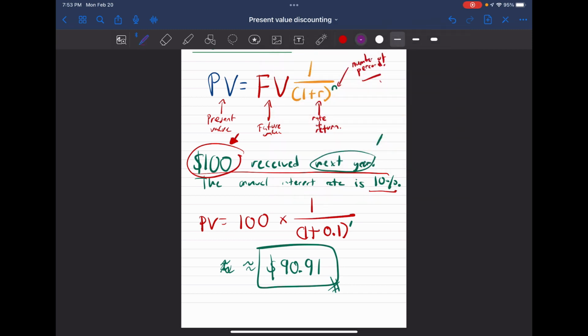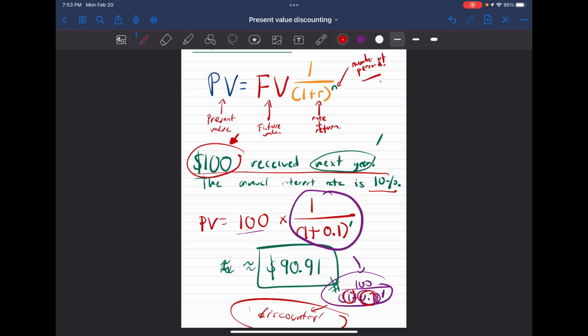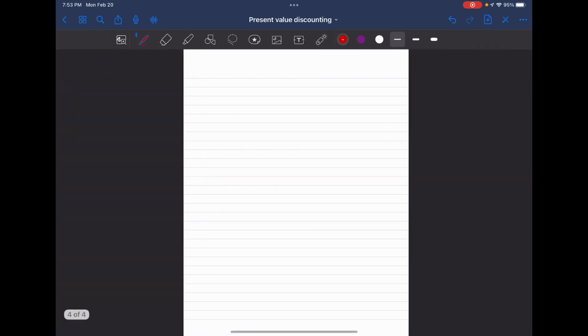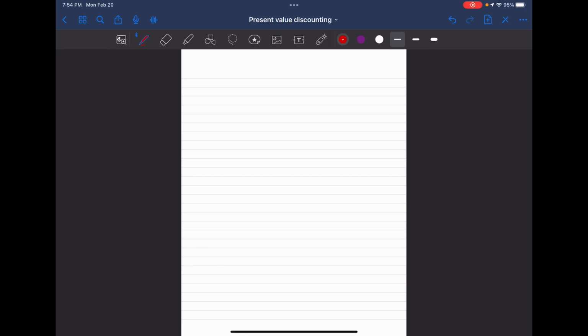And here is some bit of terminology. The process here of dividing 100, because 100 multiplied by 1 is 100, so this is actually 100 over 1 plus 0.1 to the power of 1. The process of dividing 100, which is the future value, by 1 plus the interest rate, 1 plus 0.1, is a process called discounting. So that is just some terminology for your belt here. That is called discounting. So that is an easy example. Now let's try to make it more complex.